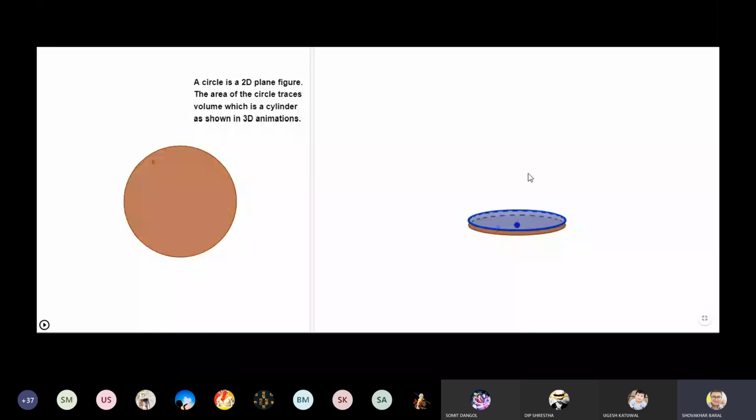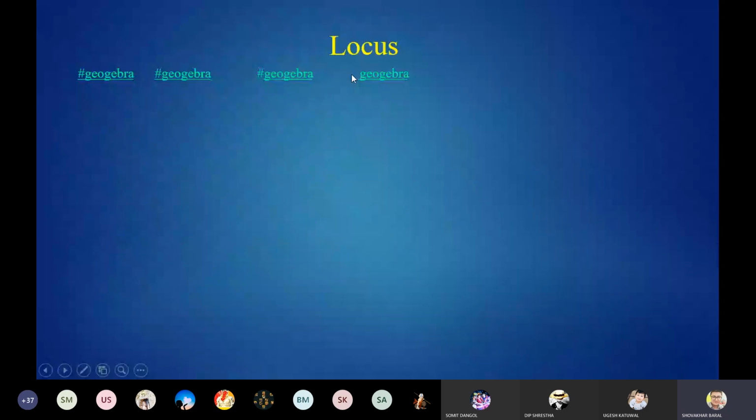It is the path followed by this moving coin. Okay, so this coin, if we go on stacking, or if we move this point and put coin in its step that this coin takes, then it will form a cylinder here. Okay, so this is also the locus.